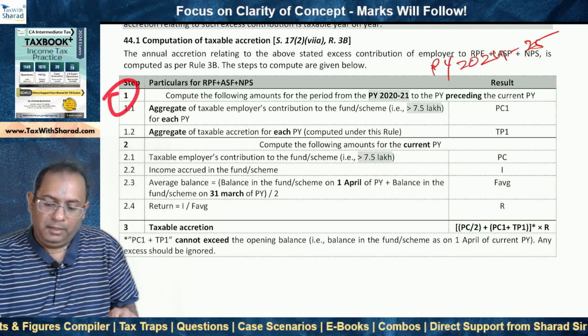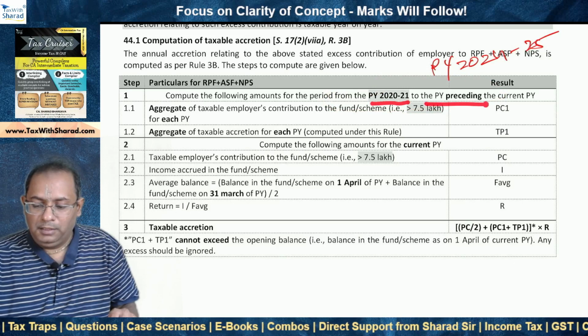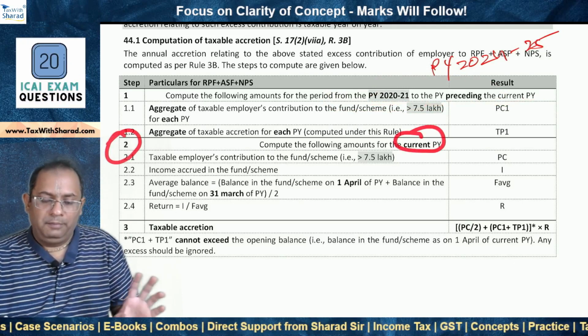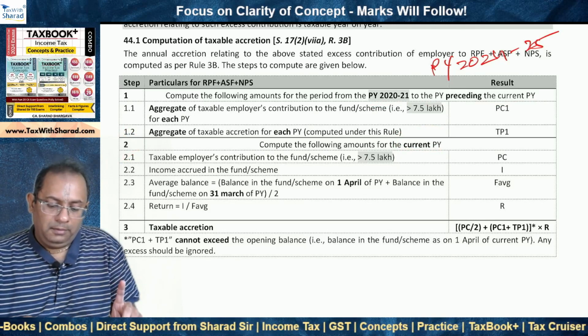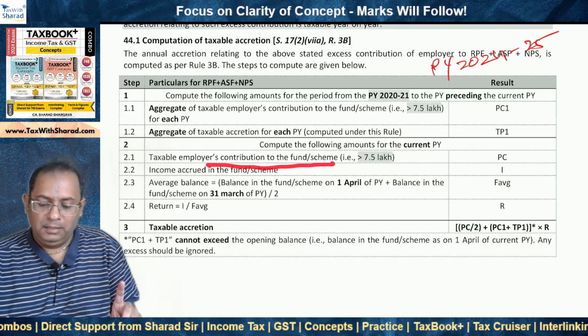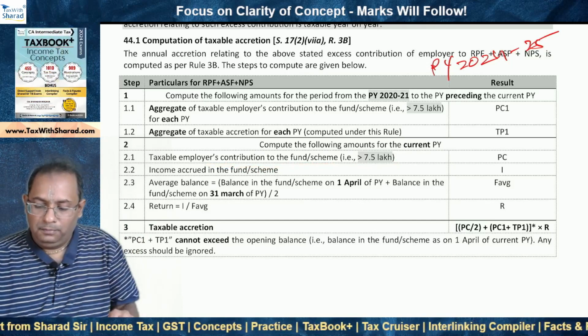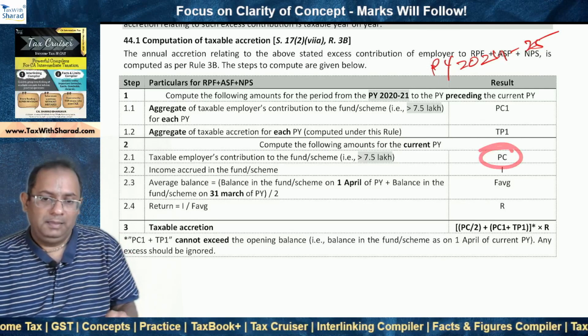This is under step 1 for this particular period, previous year 2021 to the previous year preceding the current previous year. In step 2, we only look at the current previous year. First, 2.1, what we find out? We find out the taxable employees' contribution which is in excess of 7.5 lakh. Say this year also it is 8 lakh, so 50,000 becomes the excess and that is what we call PC.